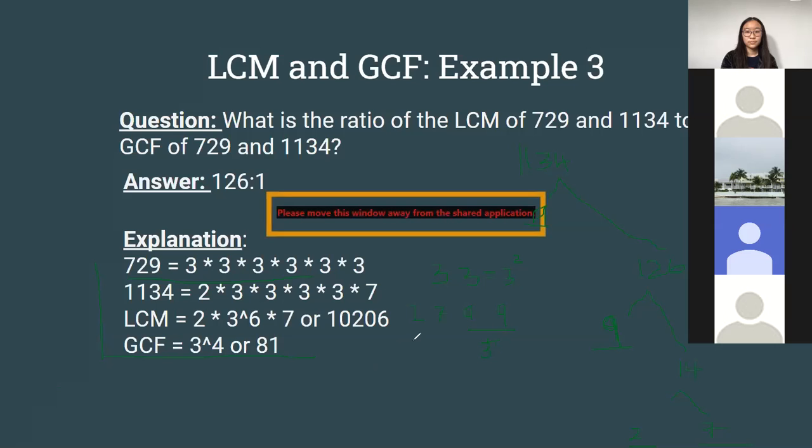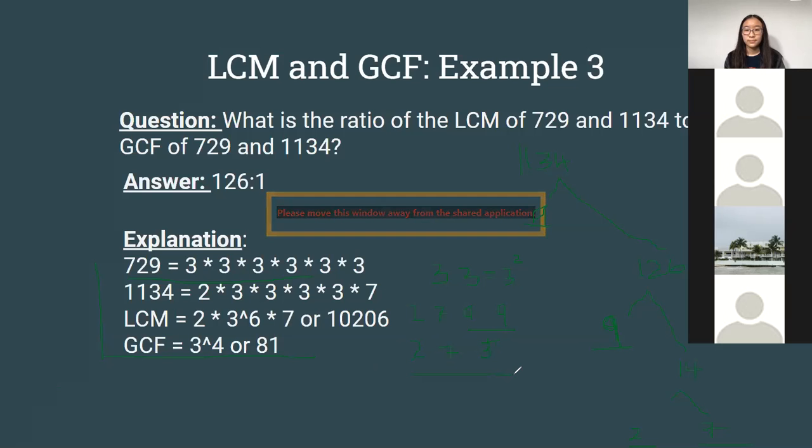So then we have 2 times 7 times 3 to the 4th, but something about this is wrong. Can anybody tell me why this is the wrong answer? It's about the order of multiplication. Yes, that's perfect. Whoever said that, good. I have to put 2 times 3 to the power 4 times 7, all right? So that would be the correct answer. But that's not the goal.